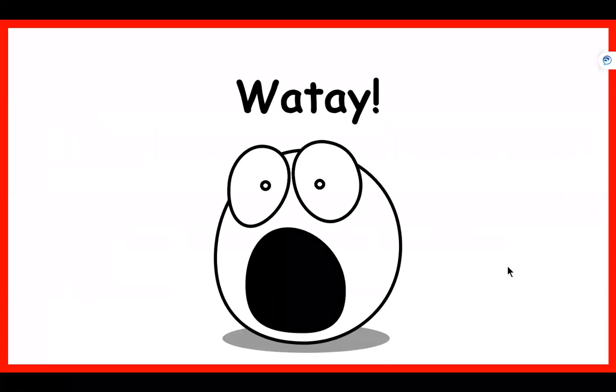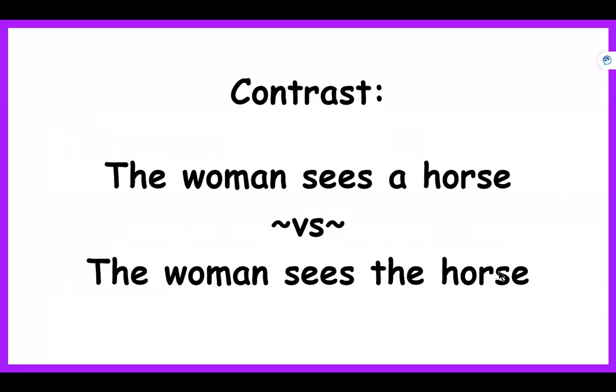Wate! Boy, you just learned grammar real easy. All right, so contrast: "the woman sees a horse" versus "the woman sees the horse." In this first one, a specific woman sees just a horse in general. Who knows which one it is? But now when you say "the woman sees the horse," a specific woman is seeing a specific horse.